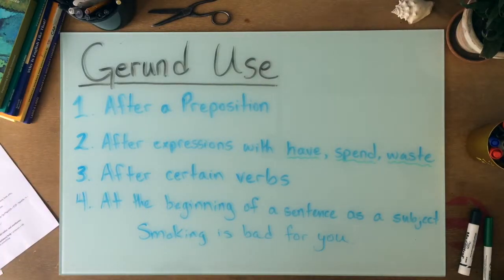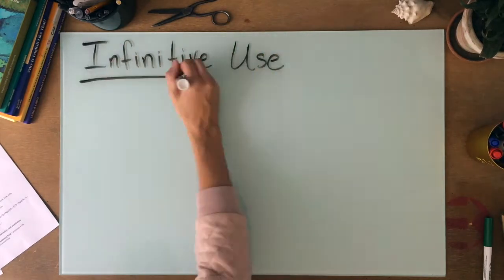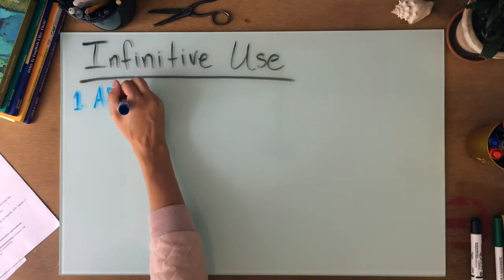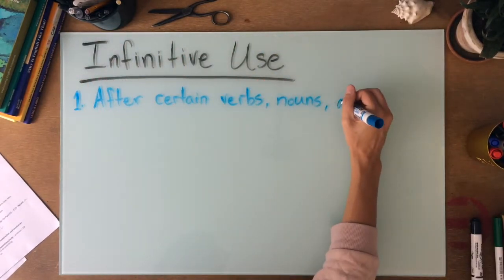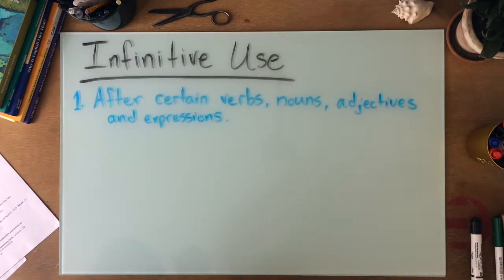Okay, just a little note here. The infinitive can be used at the beginning of a sentence, but it's very formal and rarely used. So for all practical purposes, we say that gerunds are used at the beginning of a sentence. Okay, moving on to infinitives. Number 1, we use infinitives after certain verbs, nouns, adjectives, and expressions. Again, see the file connected to this video for a list.